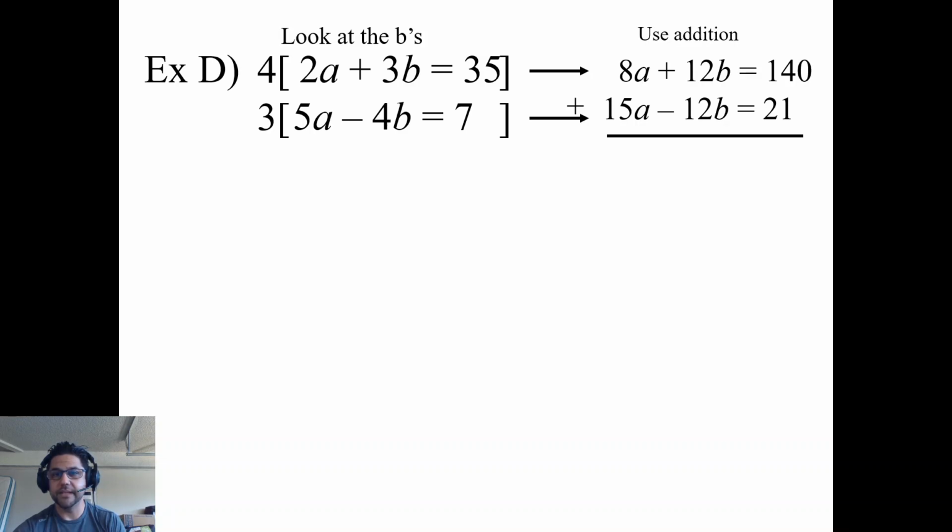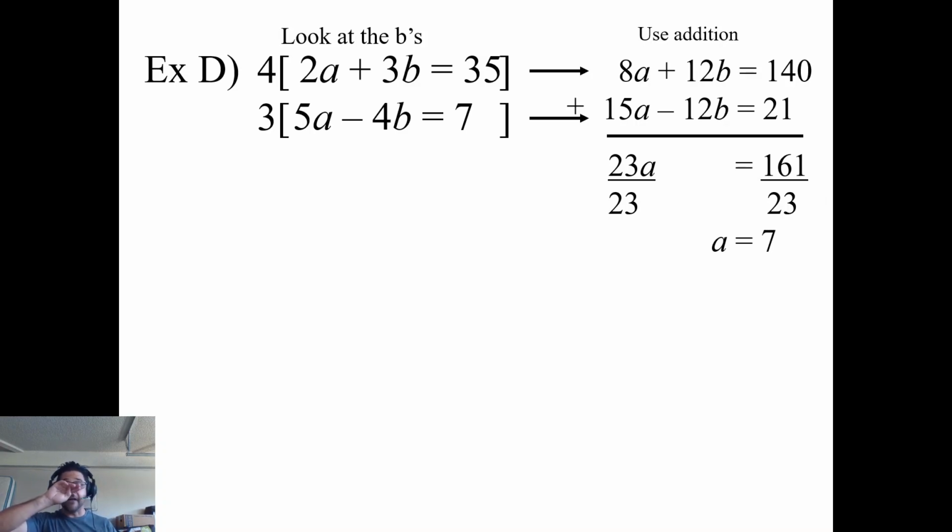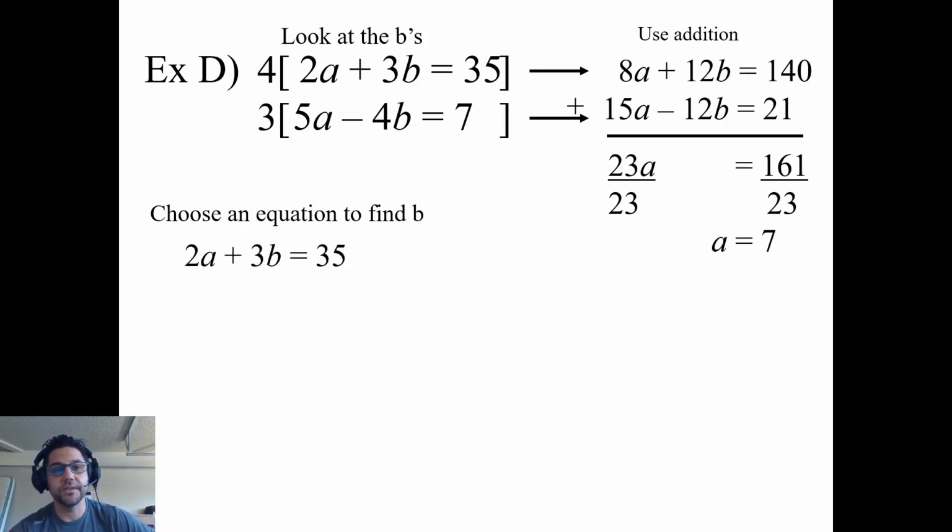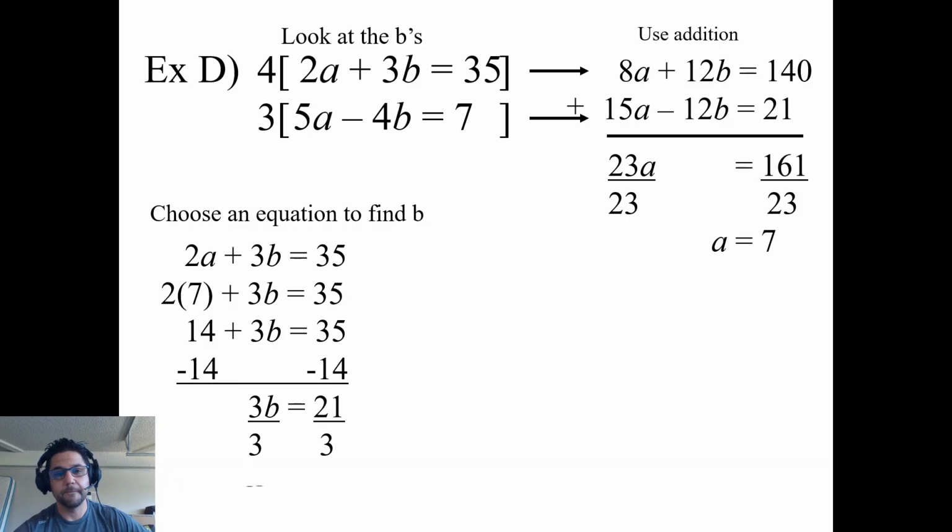All right, B's eliminate. 23a equals 161. Divide. A is 7. Again, personal choice. Now, if you notice, equation 1 has only positive, so maybe we want to go ahead and focus there. So a is 7. 2 times 7. Looking good. Same value again. Very nice, very nice.